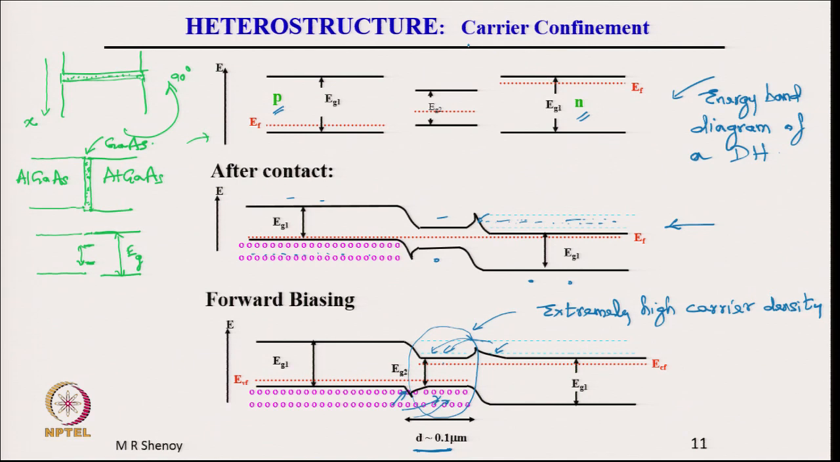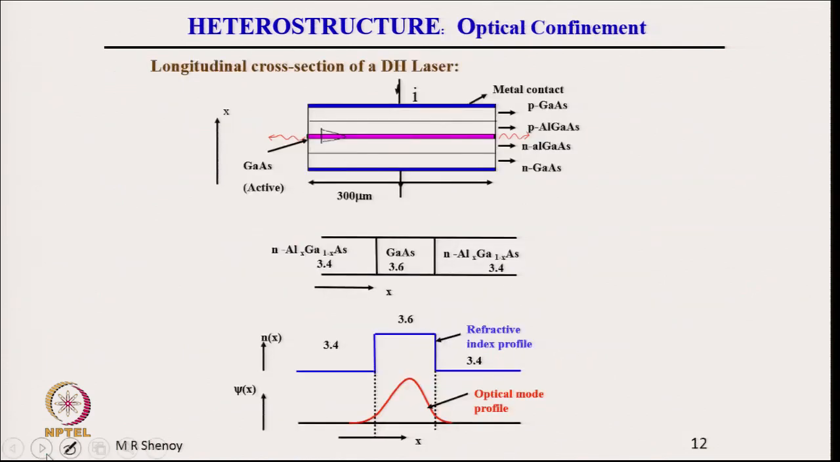carrier confinement, the point which is highlighted here, refers to confinement of electrons and holes to the thin sandwiched layer. The electrons cannot move to this side because there is a barrier, the holes cannot move further because there is a barrier, and therefore, the holes and electrons are confined to this thin layer, which we call the active layer. So, this is about the carrier confinement.